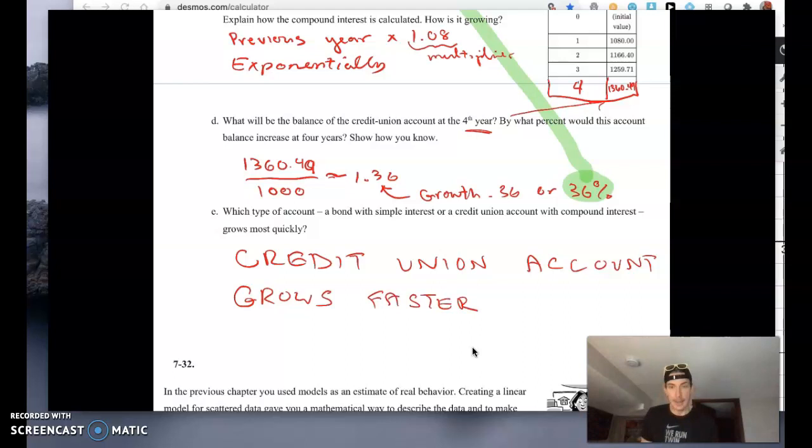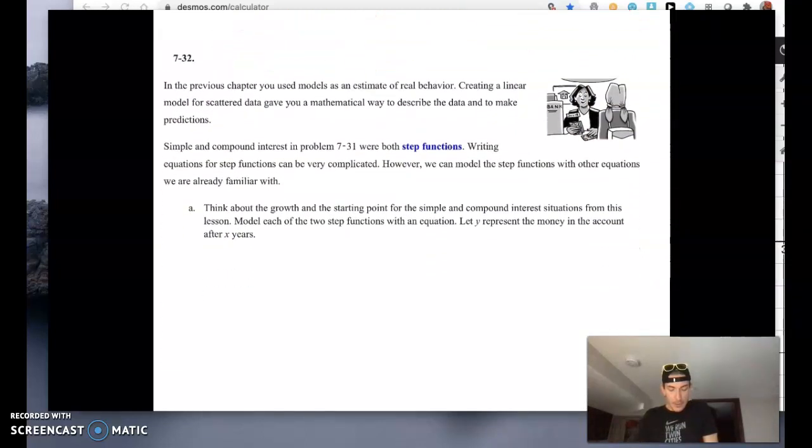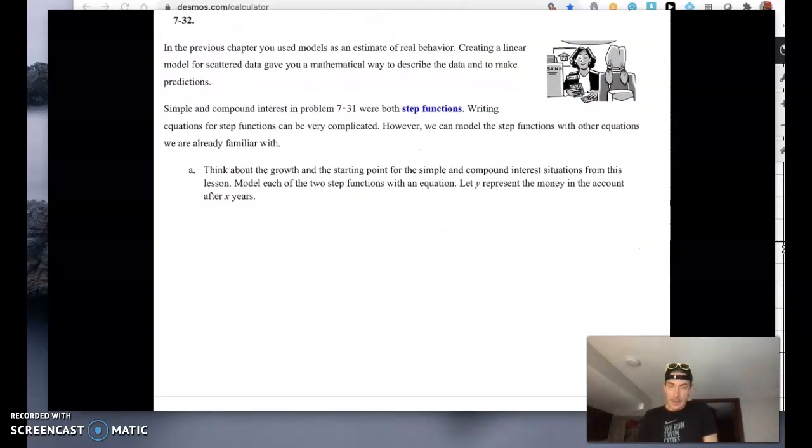Okay, and if you've got the need for that money because college is not as far away as it once was, then you want to take advantage of the higher growth rate. Okay, number 32 here, we've got an idea that we're going to start to touch on here, and I want to make sure we give it enough time here. So we're going to check out number 7-32.